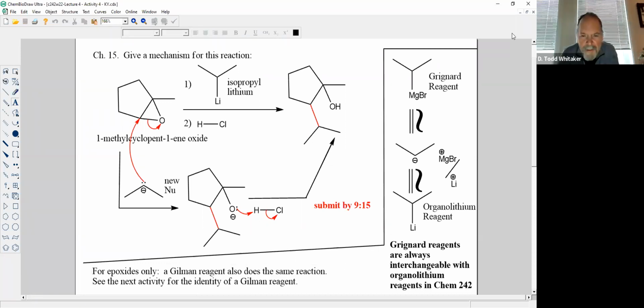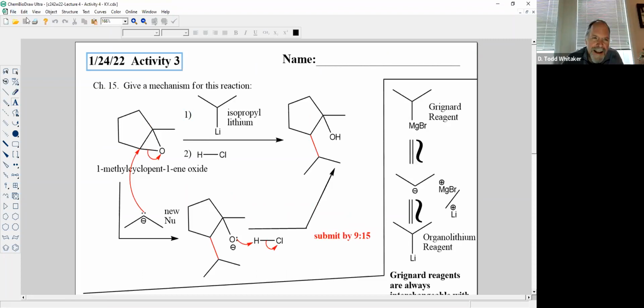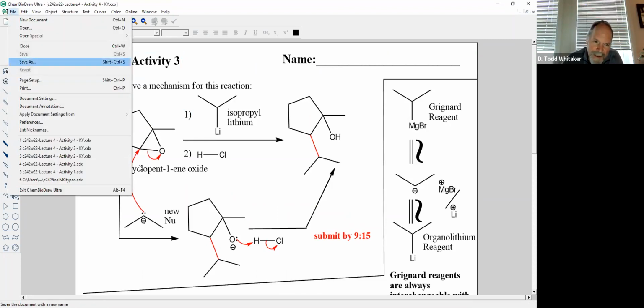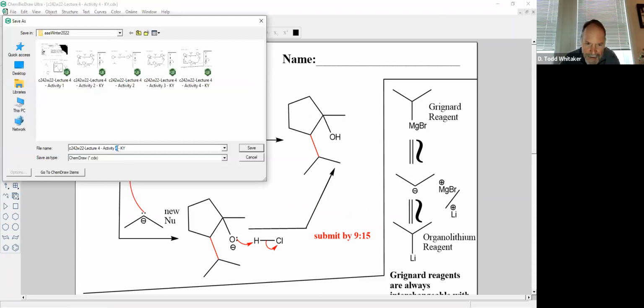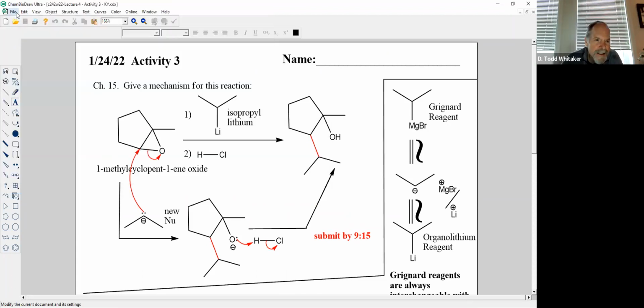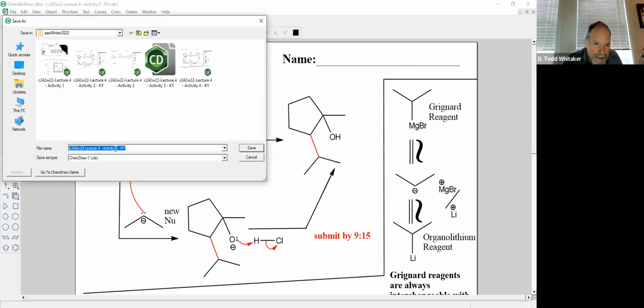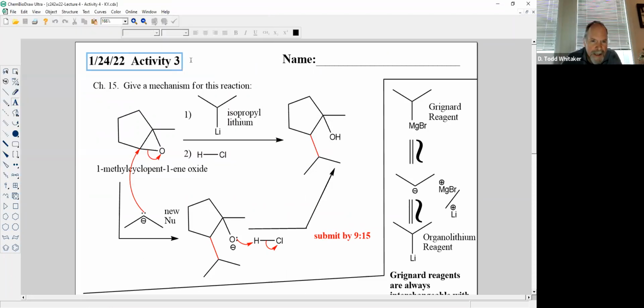Next activity won't be a mechanism, it'll be how to make all these things. Grignards, organolithiums, and Gilmans, which we don't even know what they are yet. So that's going to be activity 4. So we got the right name. I think I should save that. I'll be very careful this time. It's going to ask me, do I want to replace it? Answer's yes. And then we're going to go with 4. Don't write anything down until I say it's okay. It'll be activity 4. Hey, editors out there, please help me if I forget to change something.